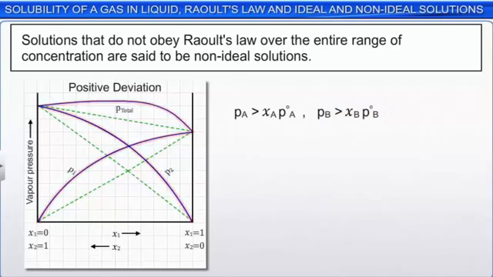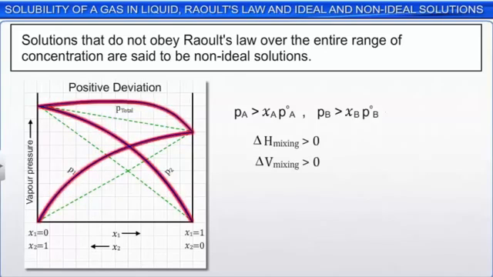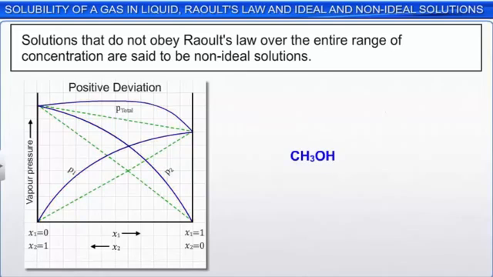For a positive deviation, ΔH mixing is greater than 0 and ΔV mixing is also greater than 0. Methyl alcohol and water, carbon tetrachloride and chloroform are some other solutions that exhibit positive deviation from Raoult's law.